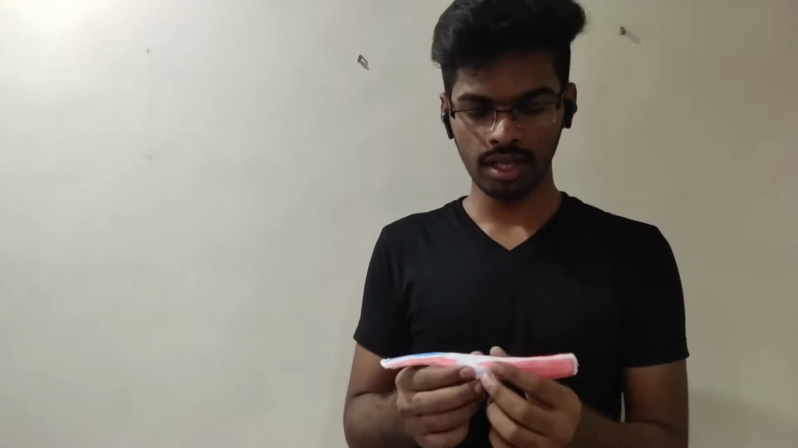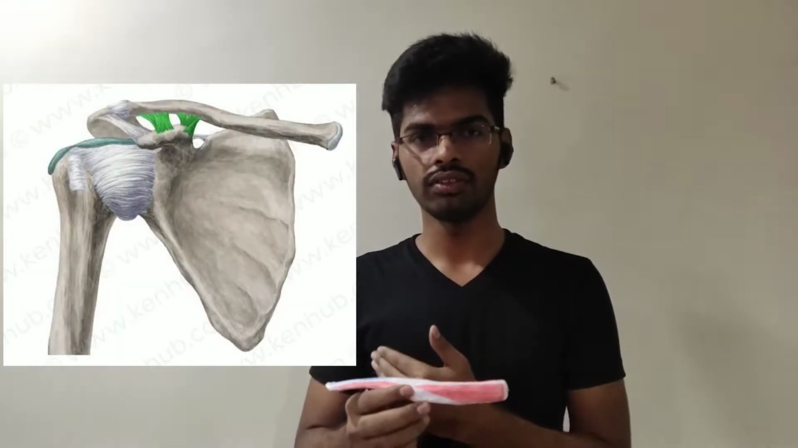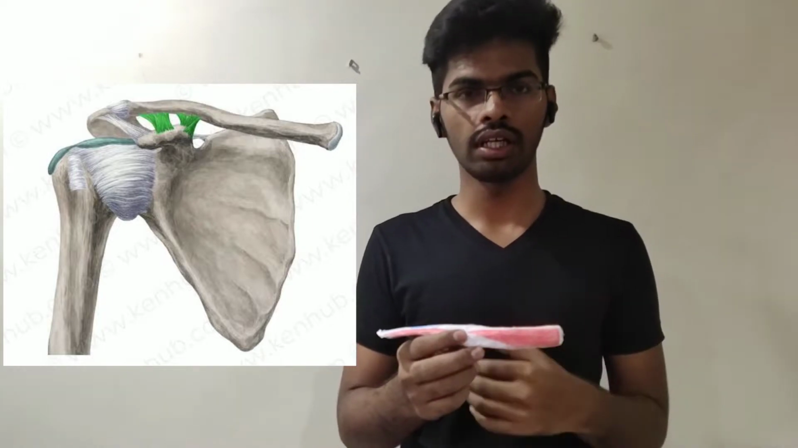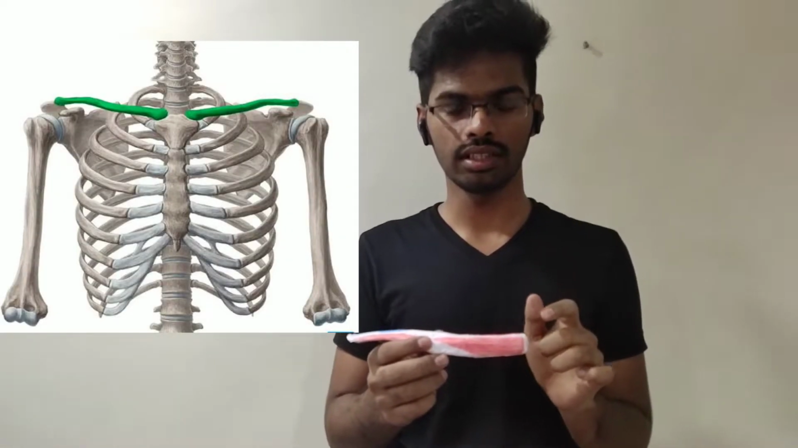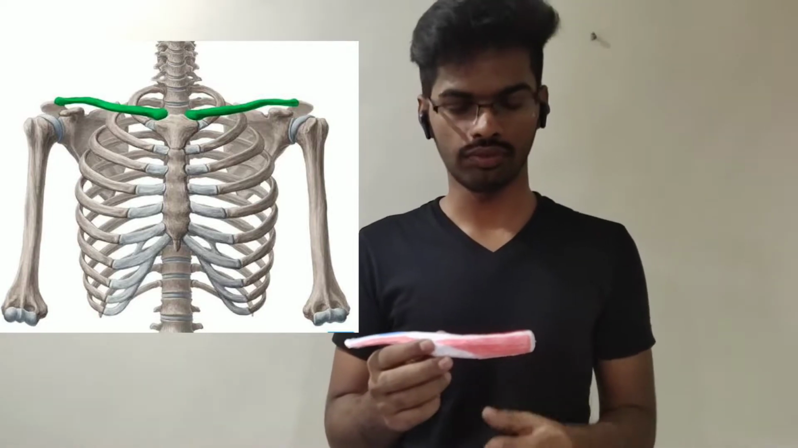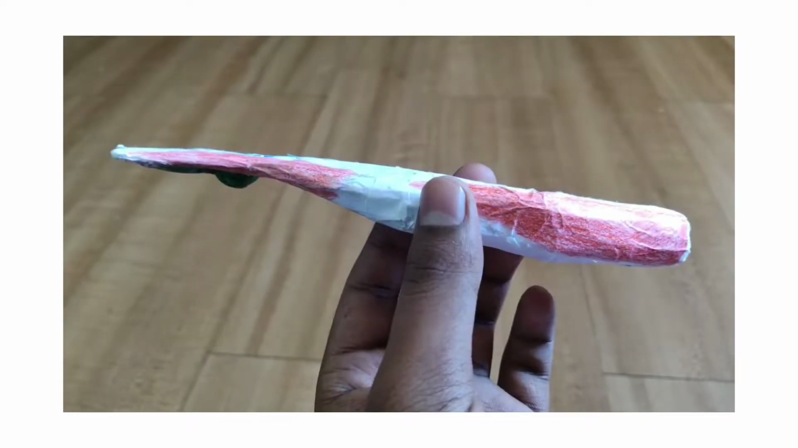The main function of the clavicle is weight transmission. The clavicle will transmit the whole weight of our upper limb to the axial skeleton of our body. How does it transmit the weight? The lateral one-third of the clavicle will receive the weight of our upper limb through coracoclavicular ligament, and the medial two-thirds of the clavicle will transmit the weight to the axial skeleton of our body. Now let's move on to the anatomy of the clavicle.